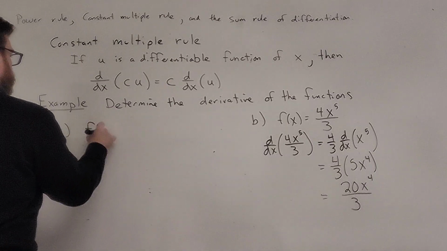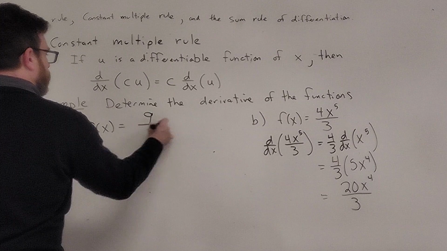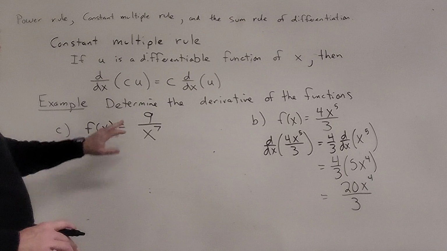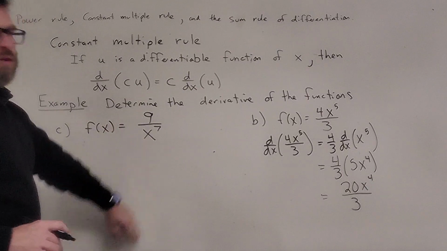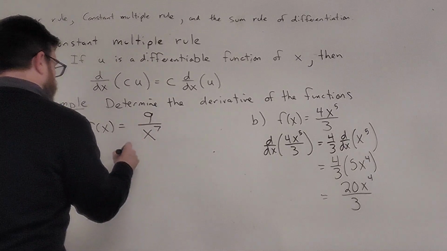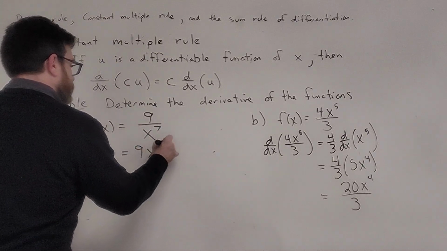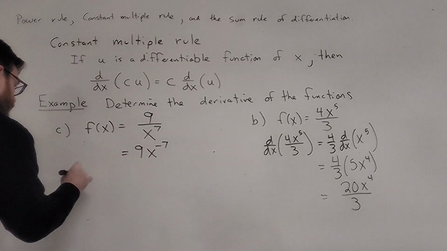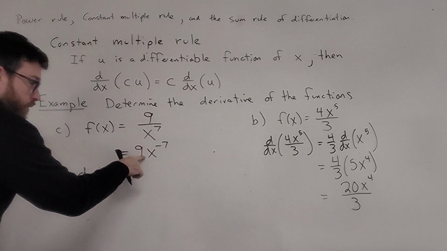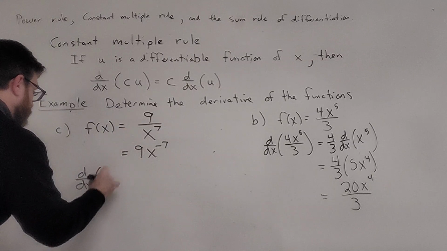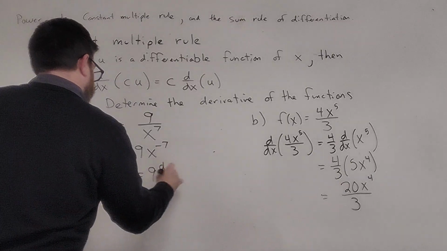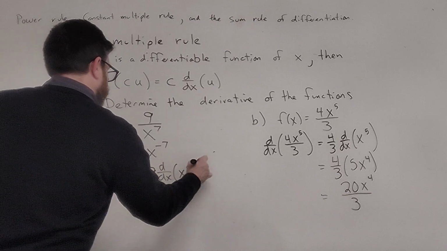It'd be like f of x is equal to, say, 9 all over x to the 7th power. So this kind of takes advantage of what we did before, that I can rewrite this x to the 7th in the denominator as 9x to the negative 7. So if I want to take the derivative of this function, it's the same as the derivative with respect to x of 9x to the negative 7. I can pull out that 9 and then take the derivative with respect to x of x to the minus 7.